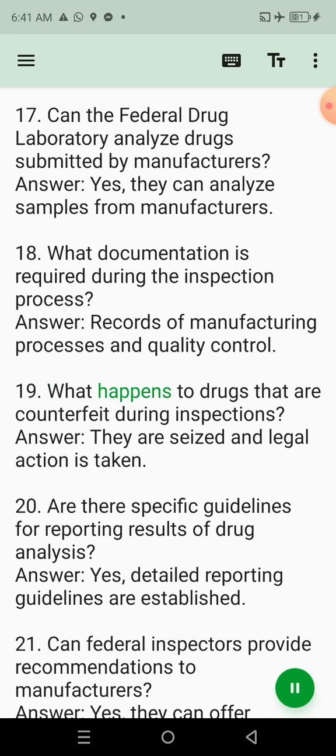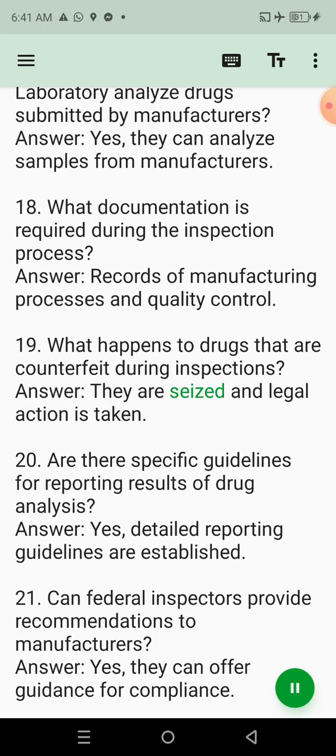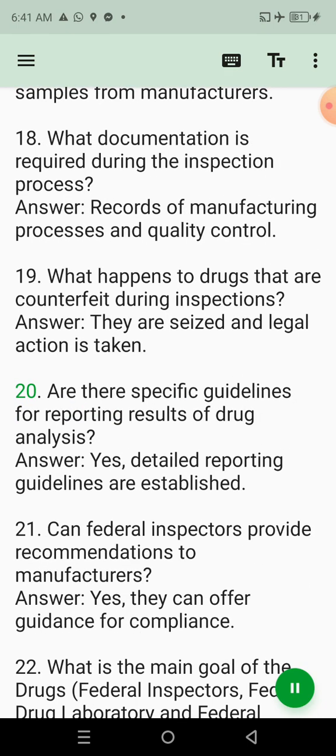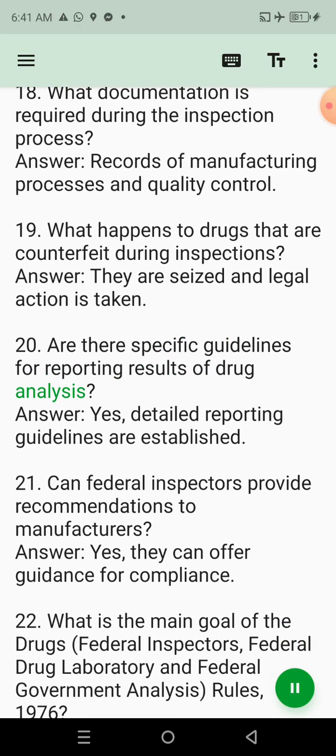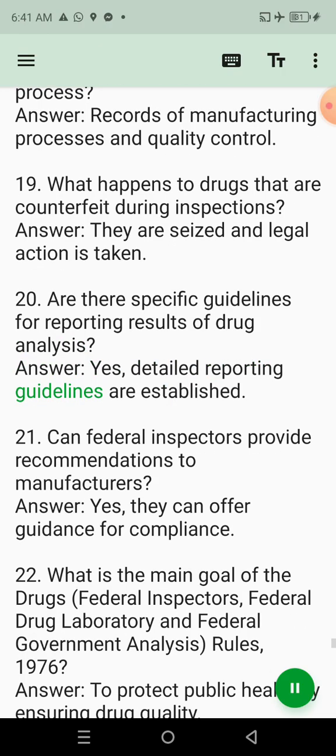19. What happens to drugs that are counterfeit during inspections? Answer. They are seized and legal action is taken. 20. Are there specific guidelines for reporting results of drug analysis? Answer. Yes, detailed reporting guidelines are established.